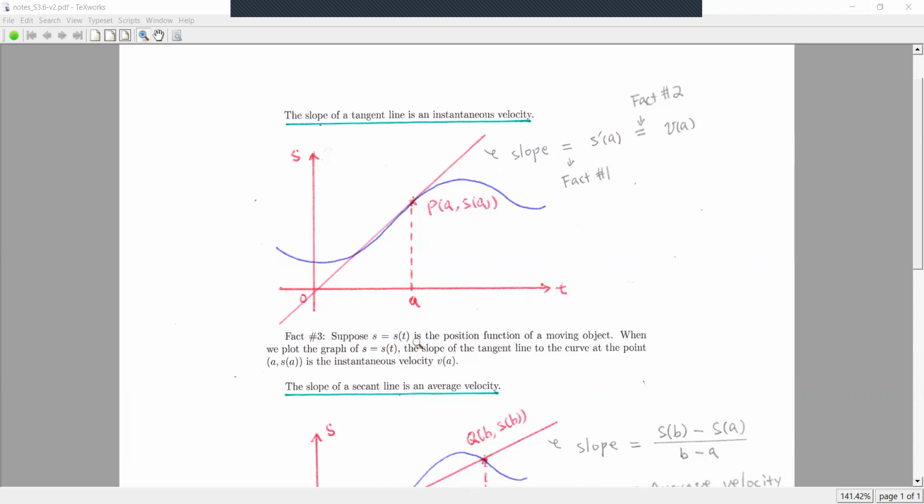Suppose this function is the position function of a moving object. When we plot the graph of the function, the slope of the tangent line to the graph at the point A, s of A, is the instantaneous velocity of the moving object at the time A.